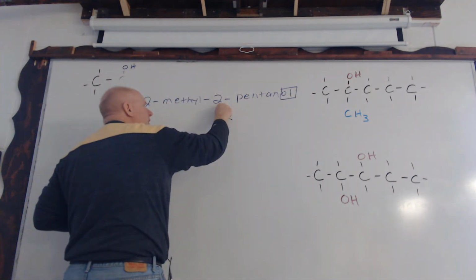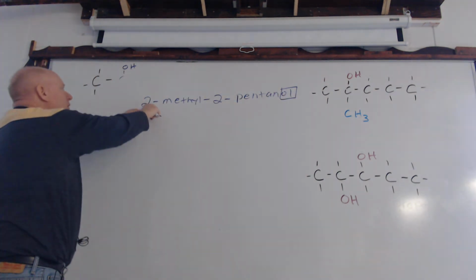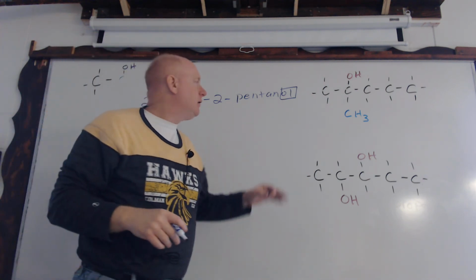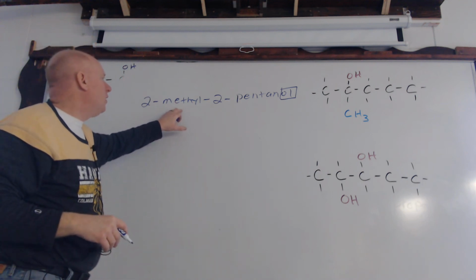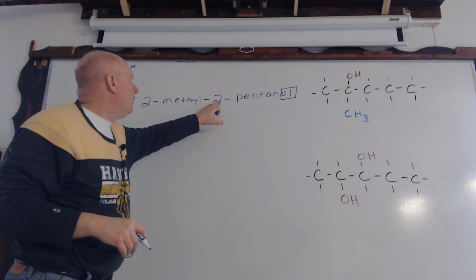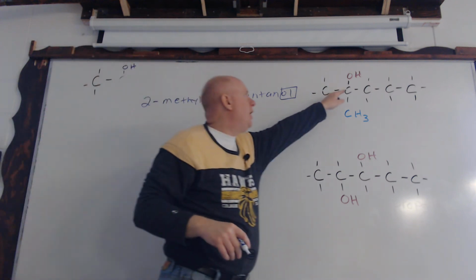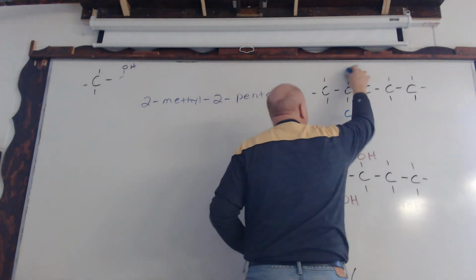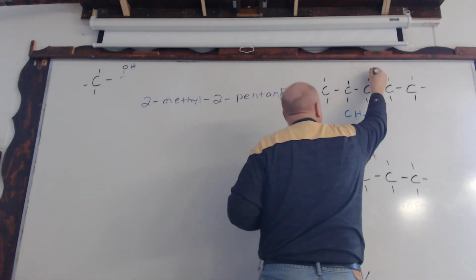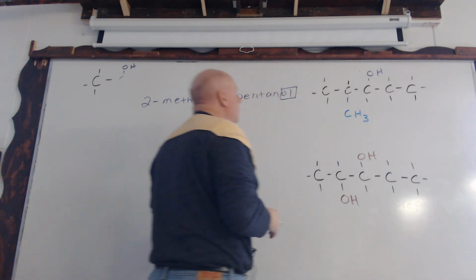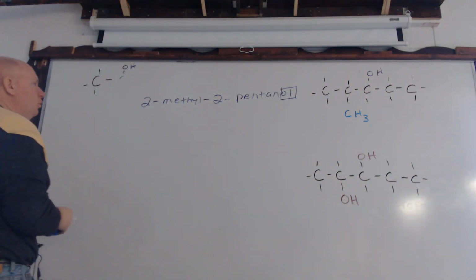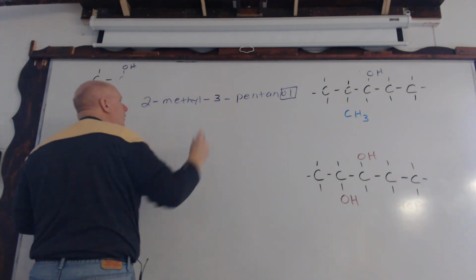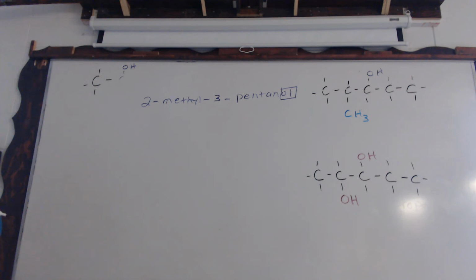Nothing's written after this number like there is on this one. So if there's something written after the number, it's telling you where that derivative is. Okay, so it's on the second carbon. And in this case, nothing written after here, so it's telling you where that OH group is. We could change that just slightly by doing this. Okay. We'd still have the same compound, 2-methyl, then 3-pentanol. Okay.